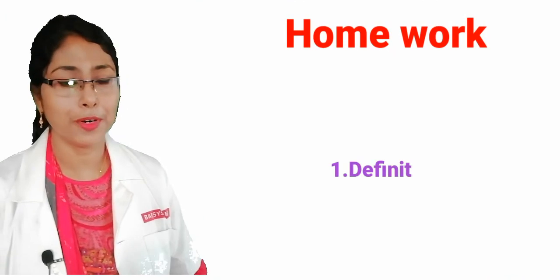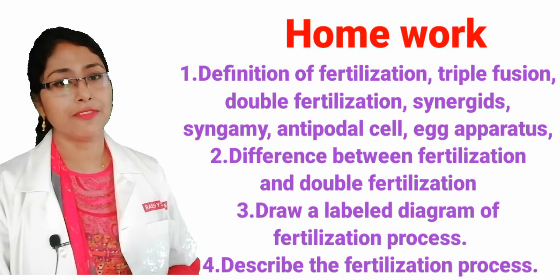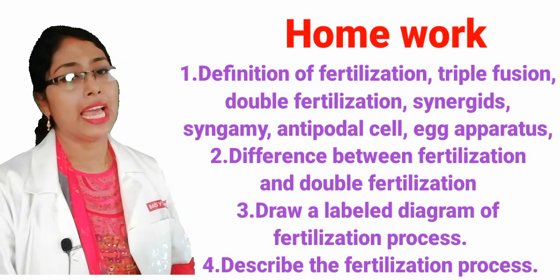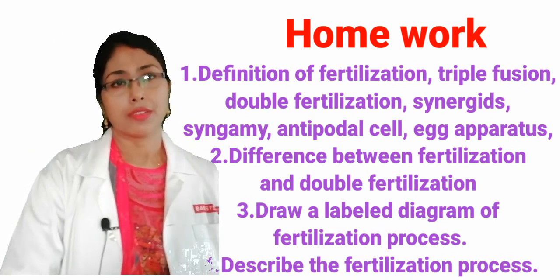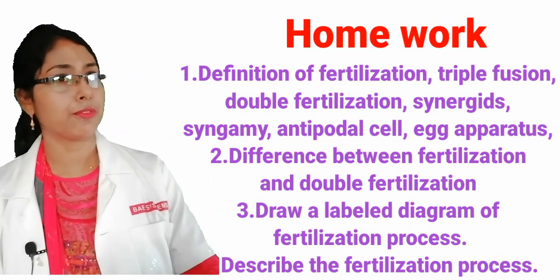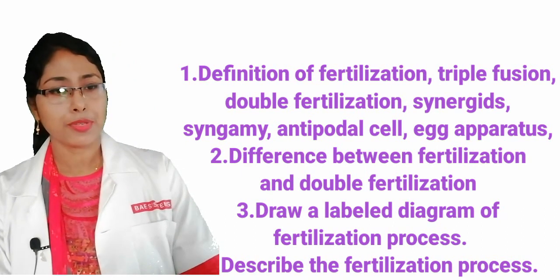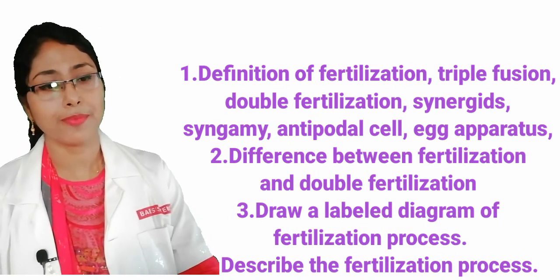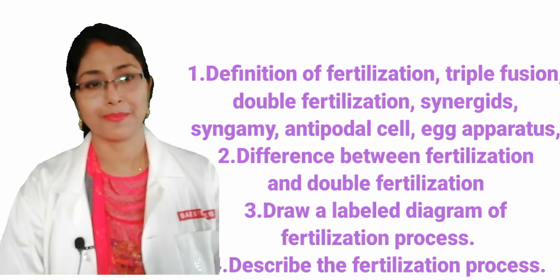Okay, your homework: number 1, definition of fertilization, triple fusion, double fertilization, synergids, syngamy, antipodal cell, egg apparatus; number 2, one difference between fertilization and double fertilization. Number 3, draw a labeled diagram of the fertilization process, and number 4, describe the fertilization process.